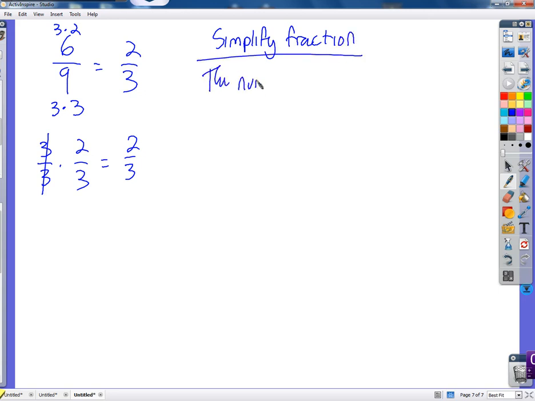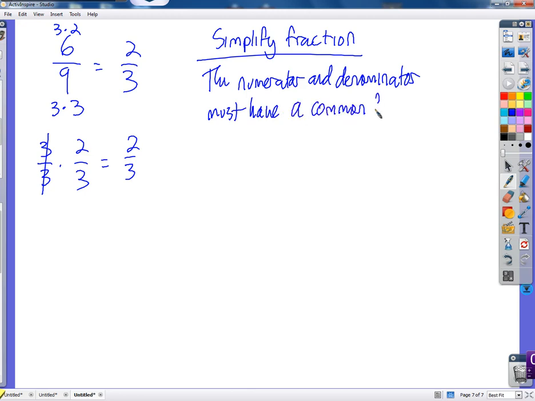The numerator and denominator must have what? Common factor. They can have one common factor, they can have several common factors. We can cancel out all the factors that they have in common. Okay?